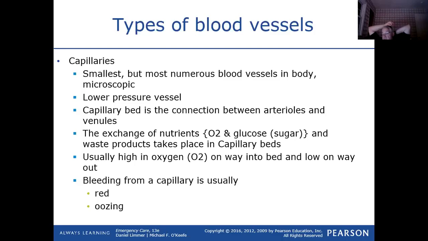And it's oozing in flow. Oozing means that it's not freely flowing. It's the kind of bleeding you've mostly seen, where it kind of drips up to the surface, you get a little bubble, and then it flows in one direction.